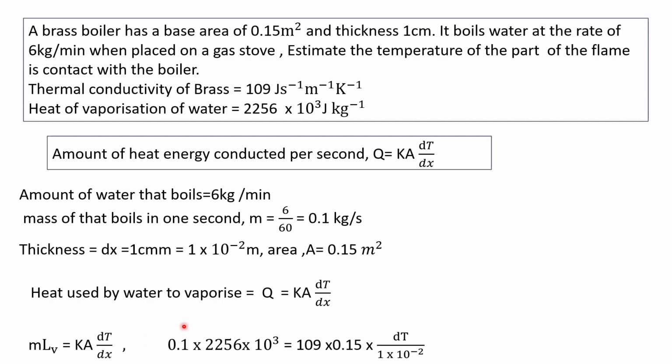Now we can substitute the values. m is equal to 0.1, A is 0.15 meter square. Next, Lv is equal to 2256 into 10 raised to 3. K is 109. dT, we have to find this, is the temperature difference. dx is the thickness of the boiler. It is 1 into 10 raised to minus 2.